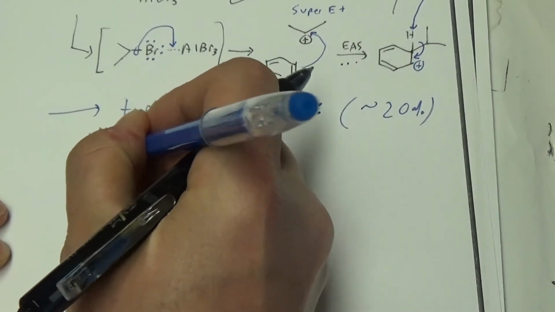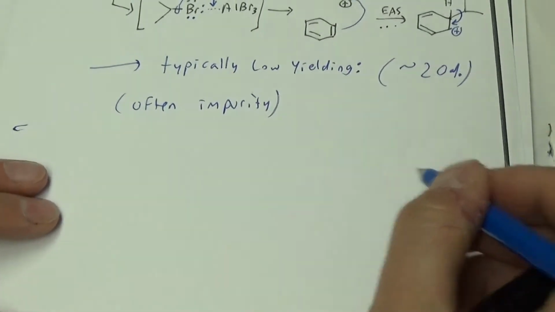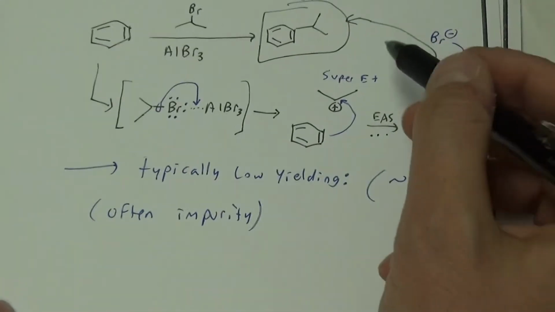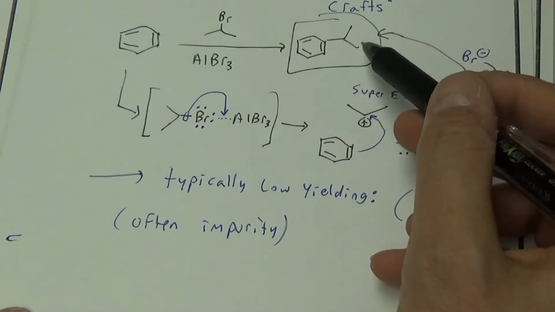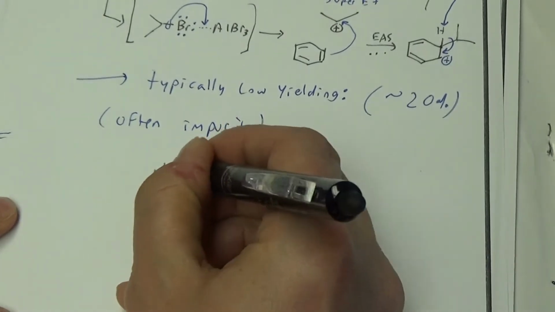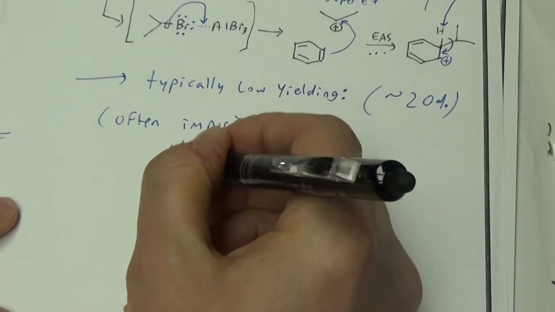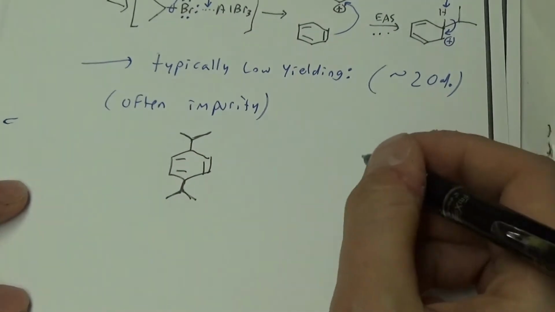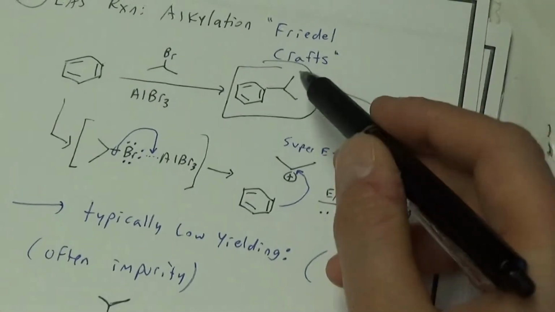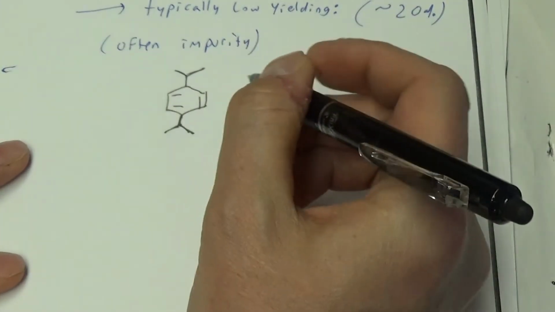Often we have an impurity. What do we want the reaction to make? We want it to make isopropyl benzene, right? We want to make this, but an impurity that you might see would be diisopropyl benzene, and that's a problem, right? It's annoying because we want to make this, but we make some of this, and so there are going to be some solutions to this problem.